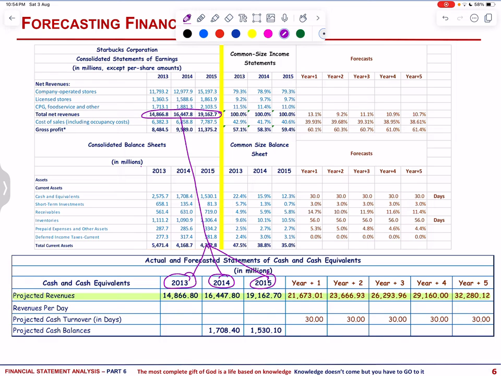Next, the revenue per day will be, obviously, we are going to divide this by 365. So the projected revenue for 2013 is 14,866.80 divided by 365, which will give us 40.73, and we will repeat this for all the years. This will be 45.06, 52.50, 59.38, 64.84, 72.04, 79.89, and 88.44.